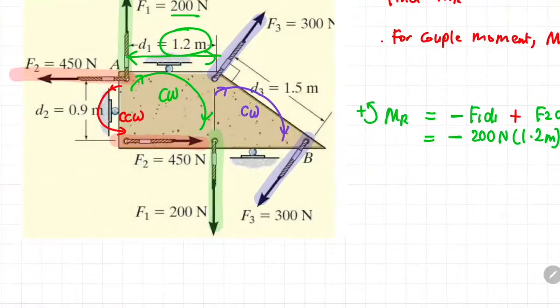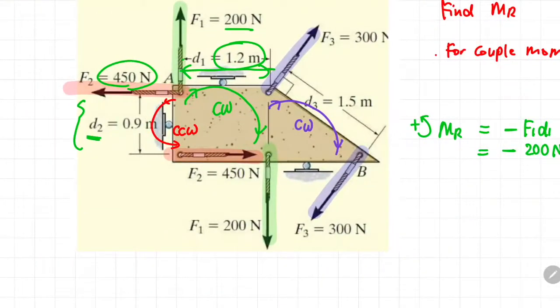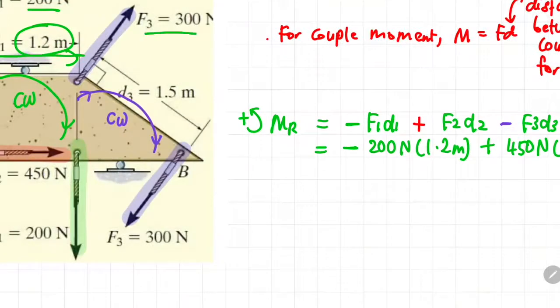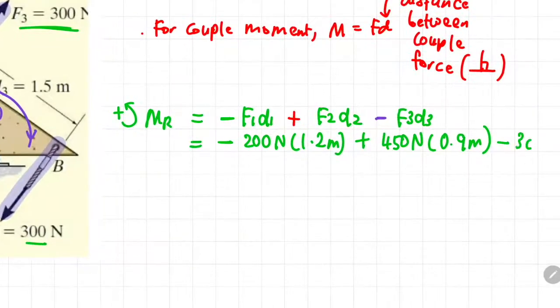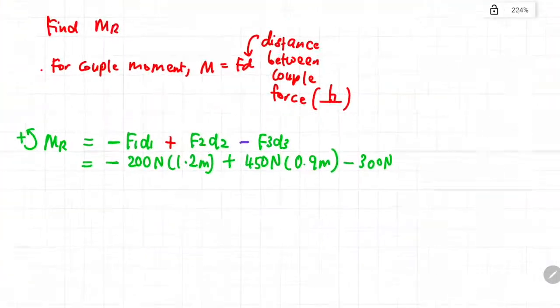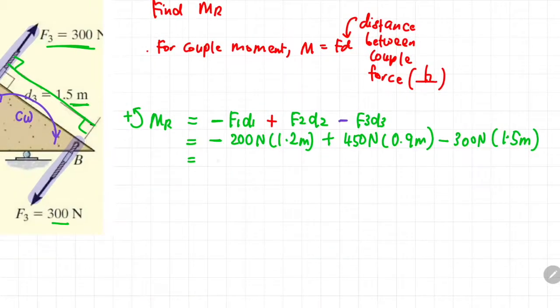The second force, it has a magnitude of 450 Newton, and the distance of the second force is 0.9 meter. And finally, the third couple force has a magnitude of 300 Newton, and the perpendicular distance of the force is 1.5 meters. So use the wonder of your calculator and you will get a corresponding resultant moment to be negative 285, and the unit is Newton meter.